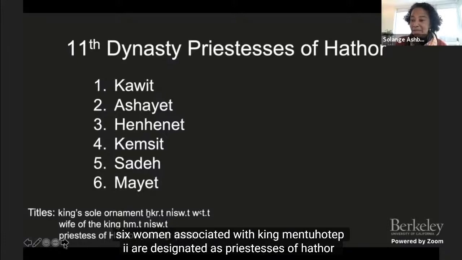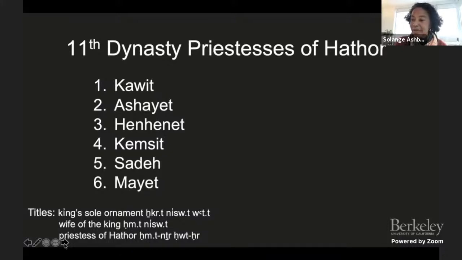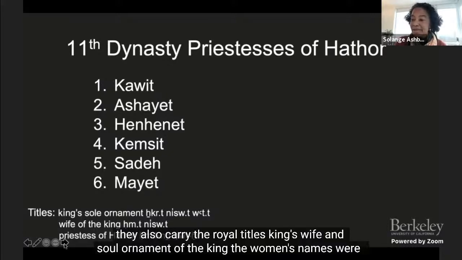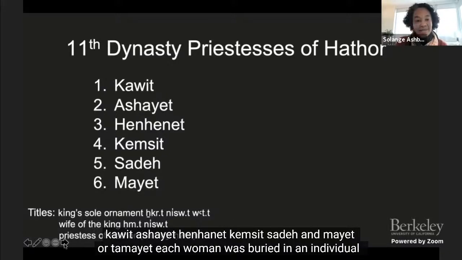Six women associated with King Mentuhotep II are designated as priestesses of Hathor. They also carry the royal titles King's Wife and Sole Ornament of the King. The women's names were Kawit, Ashayet, Henhanit, Kemsit, Sadeh, and Mayet or Tamayet.